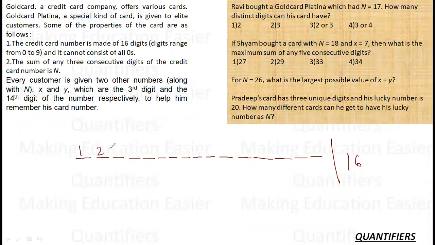Let's take a small example. Let's say I'm writing 1, 2, 3. So the sum is 6. The sum of the first three is 6. Let's take the next 3 digits now. If I am taking the next 3 digits, 2 plus 3, 5, and it has to be 1 here to make it 6. So 2 plus 3, 5 plus 1, 6.